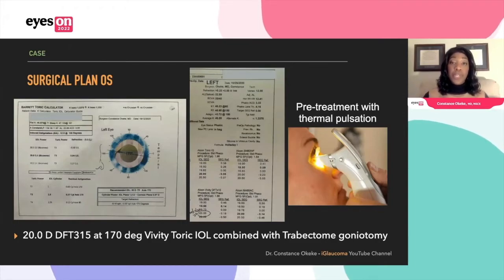I noted before that she had dry eye disease, and so we also wanted to treat that. We were more aggressive with preservative-free artificial tears, and she opted to have an iLux procedure to help with the meibomian gland function.